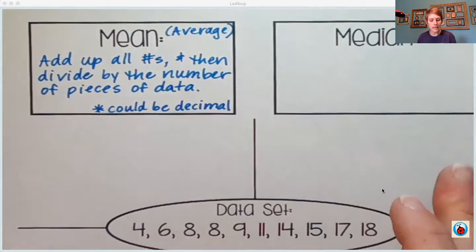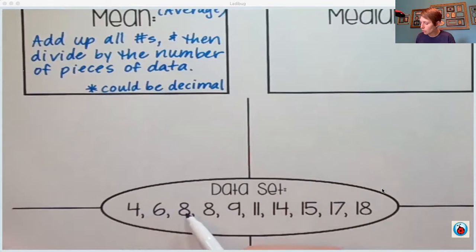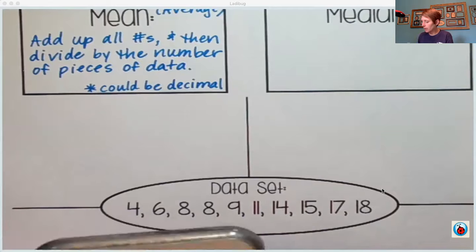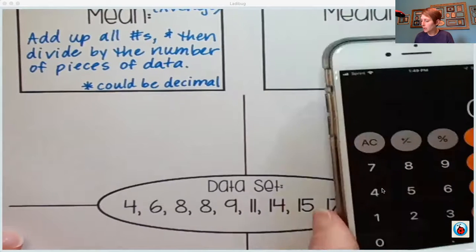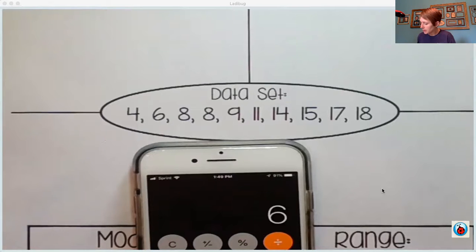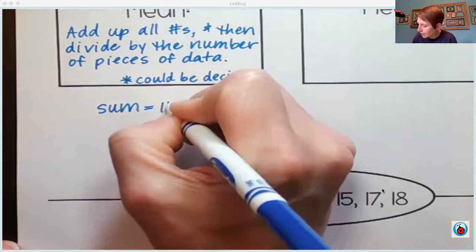So let's look at this data set that we have right here, okay? So I have 1, 2, 3, 4, 5, 6, 7, 8, 9, 10 pieces of data. So I would add all of these numbers up. So let me get my calculator handy here, get it cleared up, put them in, put this where you can see it, but where it's not in the way. Scooch this up a little bit. So 4 plus 6 plus 8 plus 8 plus 9 plus 11 plus 14 plus 15 plus 17 plus 18. I get 110, okay? So my sum, or when I added all the numbers together, I got 110.